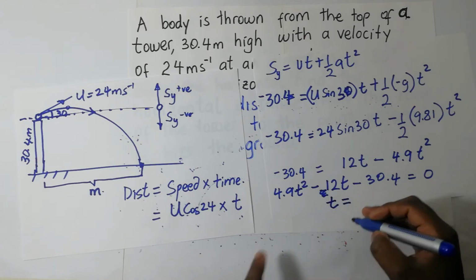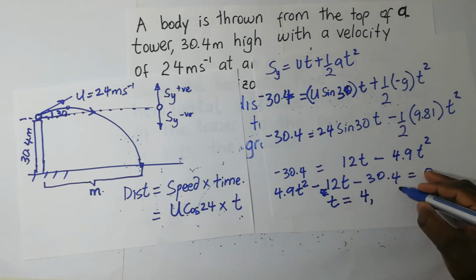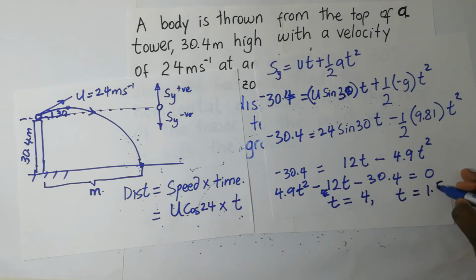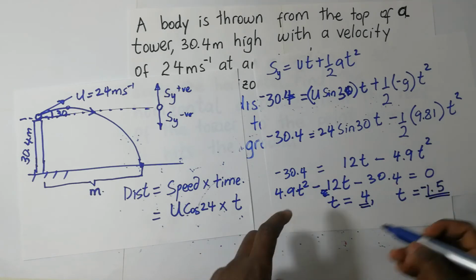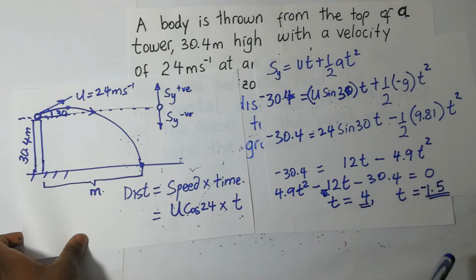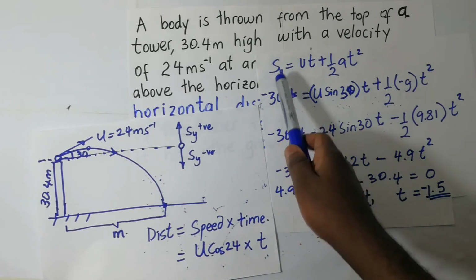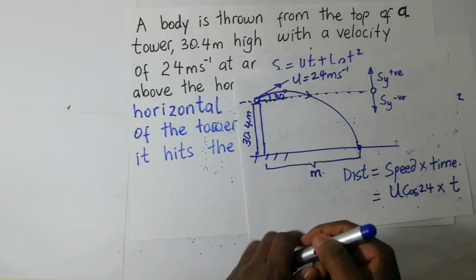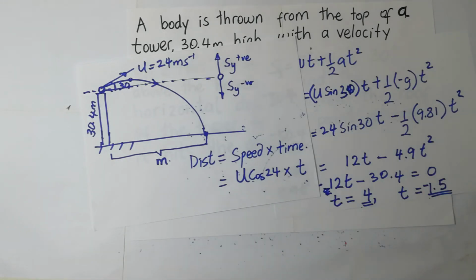One value of t is 4. Another value of t is negative 1.5. So of these two values of t, which one are you going to choose? Now these are the two values of t we are getting when the displacement is negative 30.4. In other words, at negative 30.4, the displacement, if I'm to complete this curve, this is what this means.